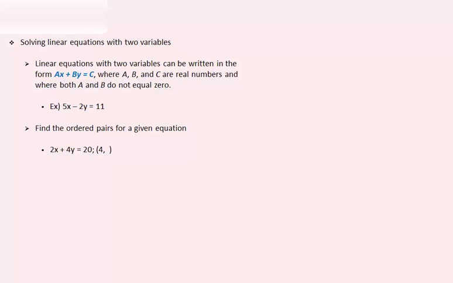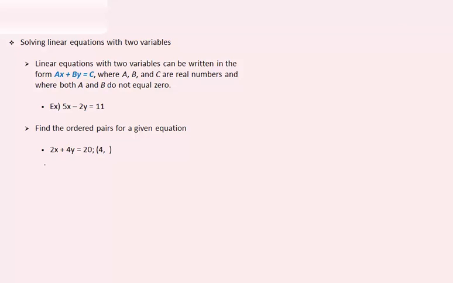Now we can look at how to solve a linear equation that contains two different variables. Linear equations with two variables are usually written in the form of ax plus by is equal to c, where a, b, and c are real numbers, and where both a and b do not equal 0. So an example with values substituted into this form would look something like 5x minus 2y is equal to 11.